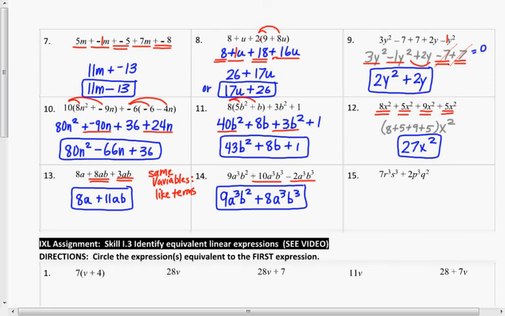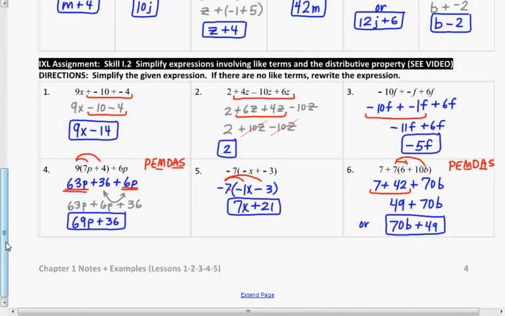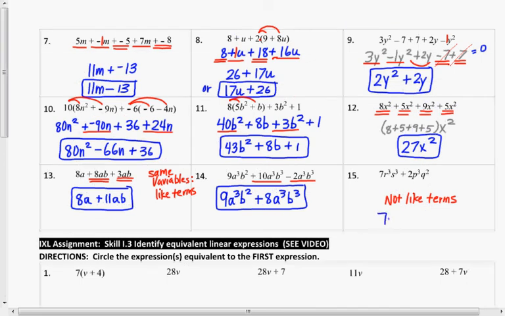Last one. These are not like terms. So I'm not sure. Let me look back, see what the instructions said on the other page here. There it is. That's what this instruction is about. If there are no like terms, rewrite the expression, or if you're at IXL, retype the expression. So I'll rewrite this one. But nothing can be combined. It doesn't change a bit. Cannot be simplified. All right, so give IXL a try.